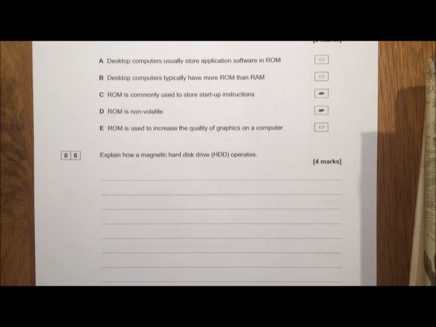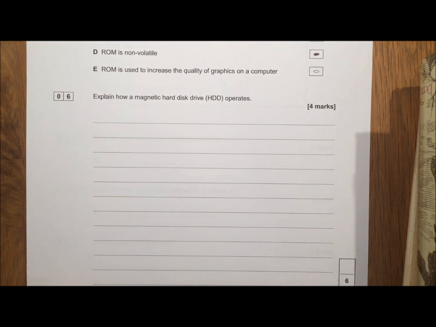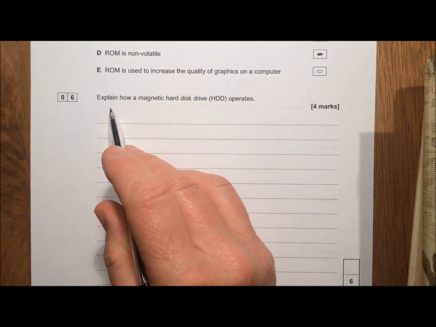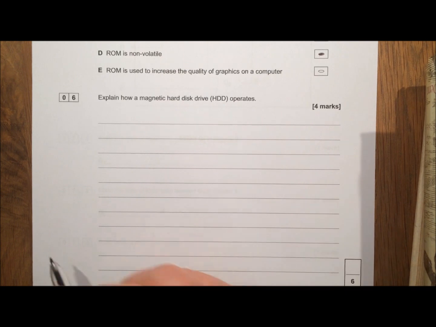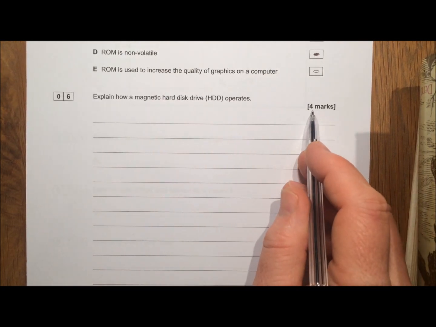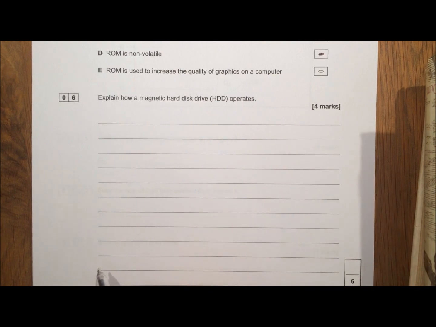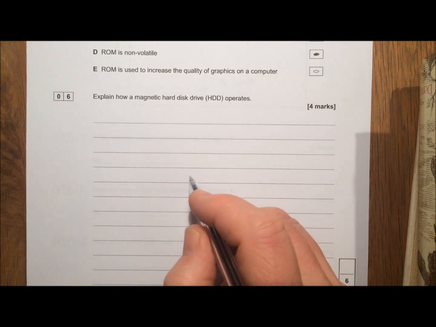Now, you'll always be asked at some point in this to explain how one piece of computer hardware works. In this case, explain how a magnetic hard disk drive operates. How does it work? Well, we're going to need to get 4 things onto the page to get 4 marks. So let's start off by describing what a hard disk drive is.